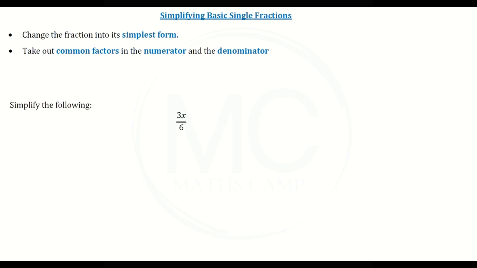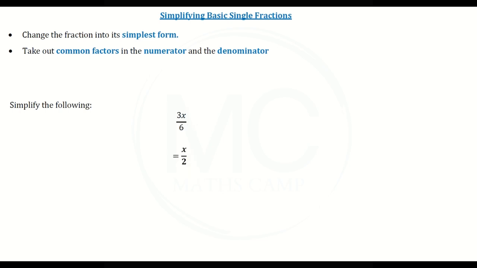Simplify the following: 3x over 6. Now 3 and 6 are both divisible by 3. So 3 divided by 3 leaves us with 1, and 6 divided by 3 leaves us with 2. So our fraction becomes 1x, which is simply x, over 2.